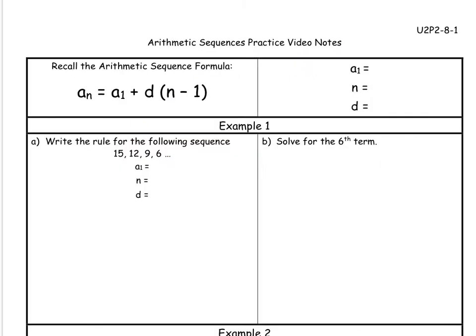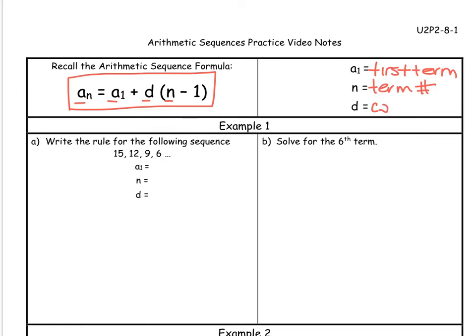Okay, so as promised, we are going to practice more with arithmetic sequences. This is the formula we worked on in class Friday, and we just want to identify what all these variables are. So if you recall from our notes, our a1 is always our first term. n is the term number we're looking for, and d is the common difference.